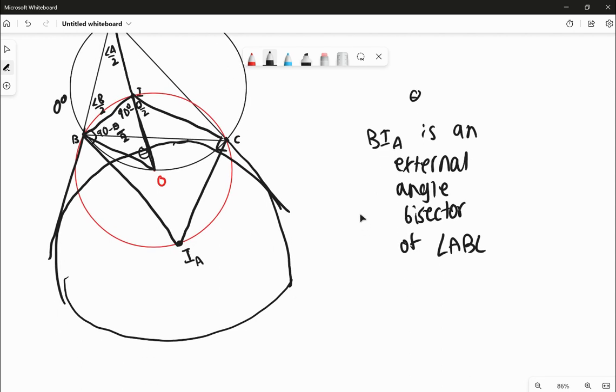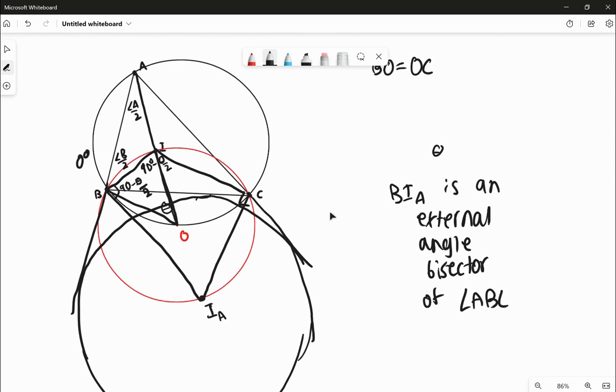Sorry, this is a bad circle. It couldn't fit on the screen. Here's a better one. So that means that I_A, the excenter of this triangle here, the A-excenter, lies on this red circle here.